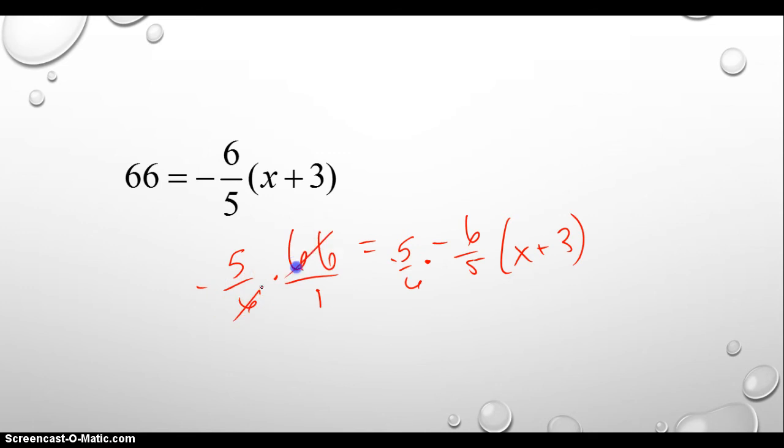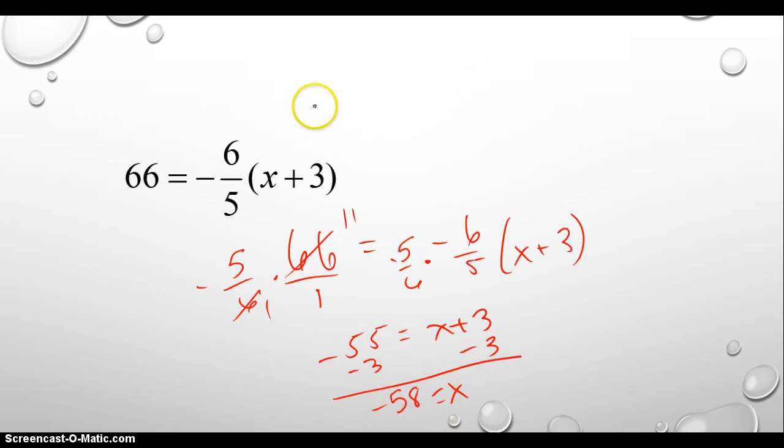Okay, we can cross reduce here. We get negative 55 equals x plus 3. Subtract 3, x equals negative 58.